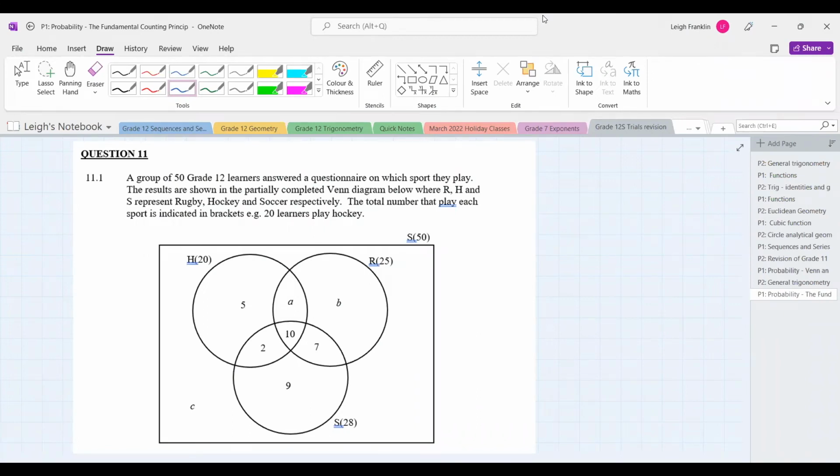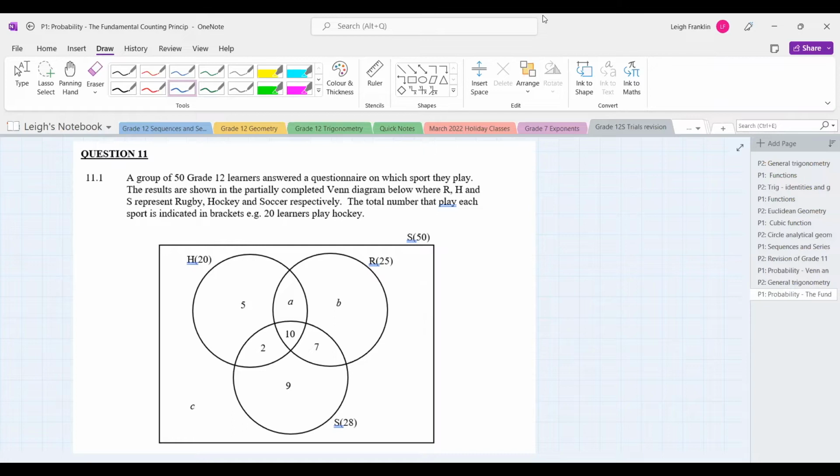Right, so this is a lesson about probability, and we'll see if we can also try and fit in some fundamental counting principle a little bit later on. Obviously, your probability question counts for a bit more than the fundamental counting principle question does, although it's obviously part of the same section at the end of paper 1.